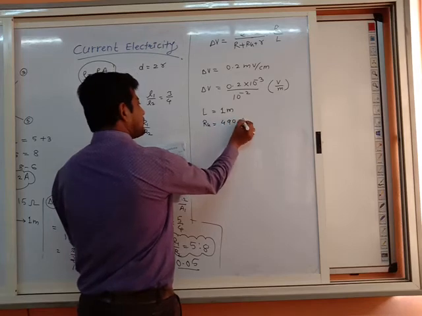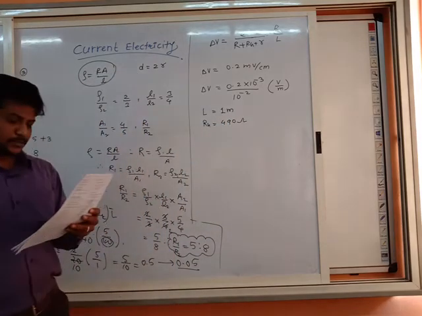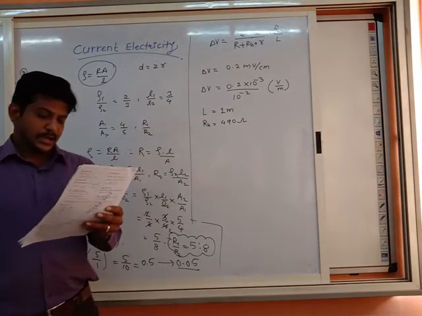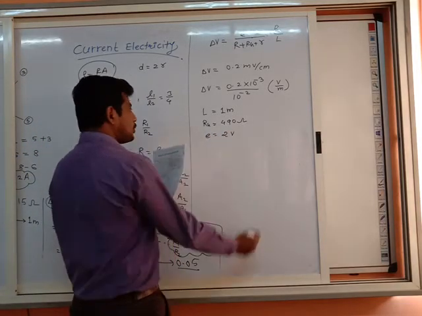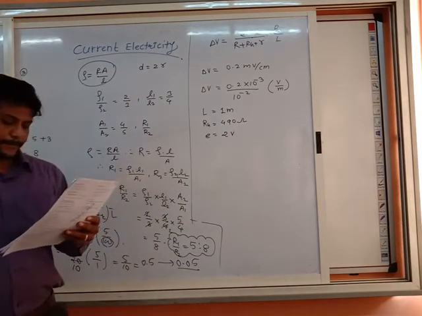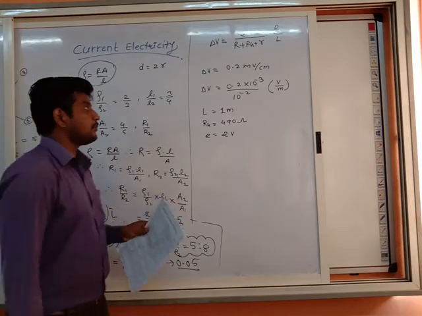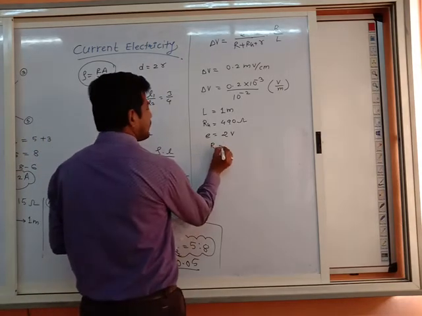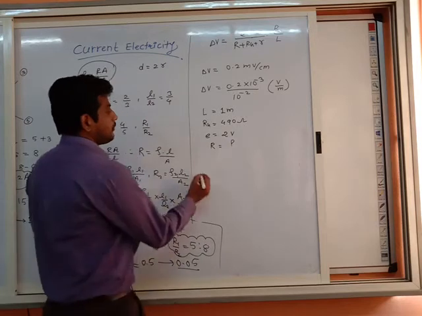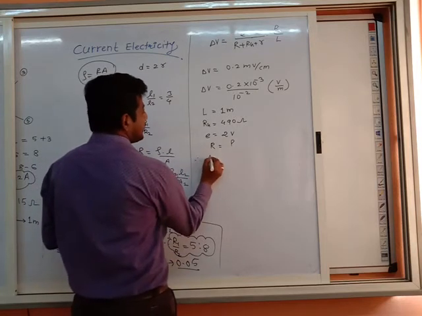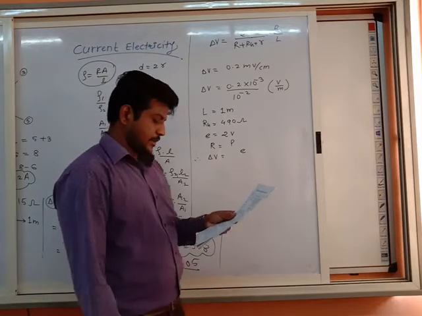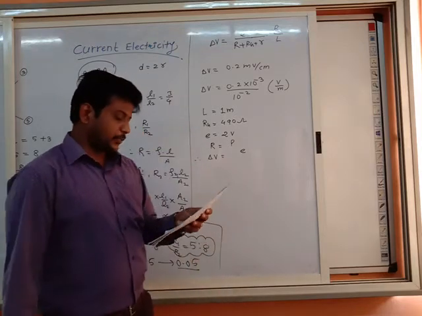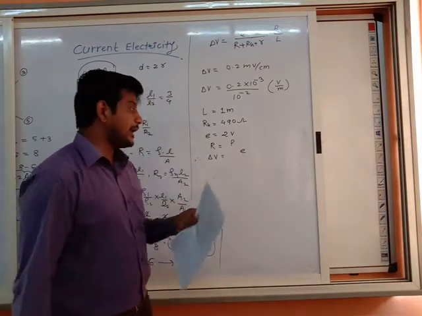490 ohm is connected in series, remember, to the potentiometer wire, and a 2 volt battery. So EMF E is equal to 2 volt battery. What to find? Resistance of potentiometer wire. So R we are going to find out here. The options are 7.9, 6.9, 5.9 and 4.9 ohm.